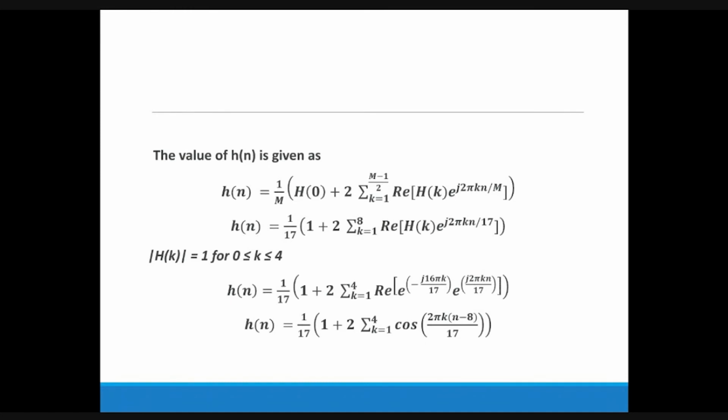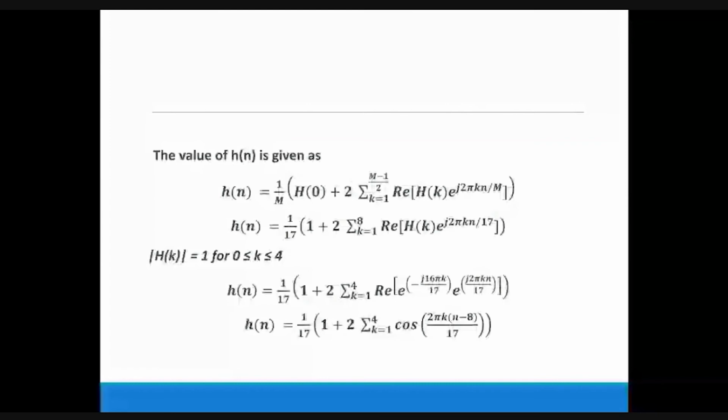So when you apply all these values and simplify, you have the value 1 for the range k equal to 4, or you can say 0 less than or equal to k less than or equal to 4. For that, the mod of H of k has value 1. When you simplify this, you get the final equation: h of n is equal to 1 by 17, [1 plus 2 summation from k equal to 1 to 4 cos (2 pi k (n minus 8) by 17)]. Now in this, apply the values of n from 0 to 7 and calculate the answers.